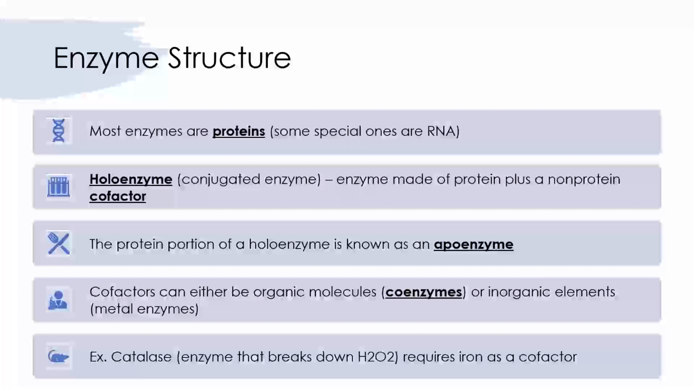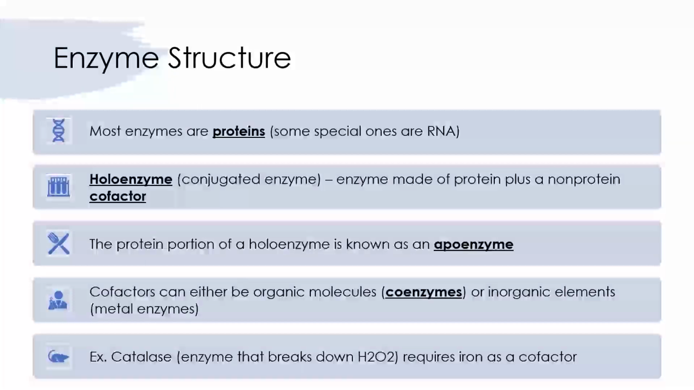Holoenzymes are the term we use for the enzyme that is made of protein and has their cofactor. That protein component is known as the apoenzyme. So you think, okay, we have one apoenzyme with a coenzyme, cofactor. Those together form the holoenzyme or the total enzyme. Cofactors can either be organic molecules, known as coenzymes, or inorganic elements such as metal enzymes. This would include things like magnesium. That's a very common one I've seen with a lot of RNA enzymes.